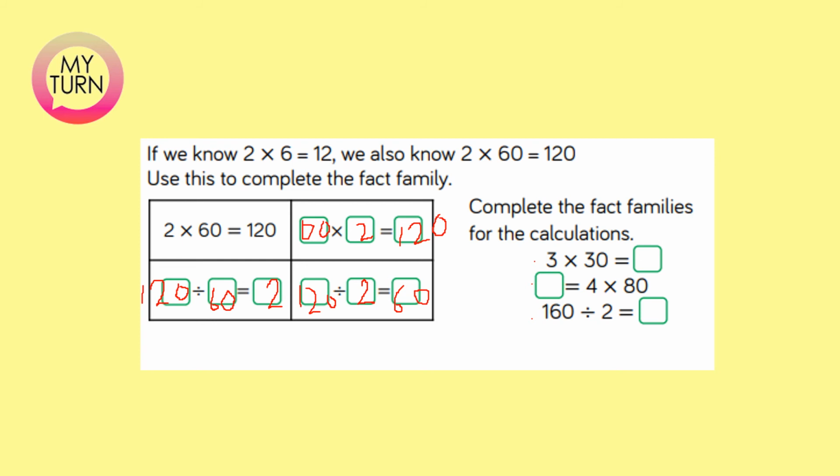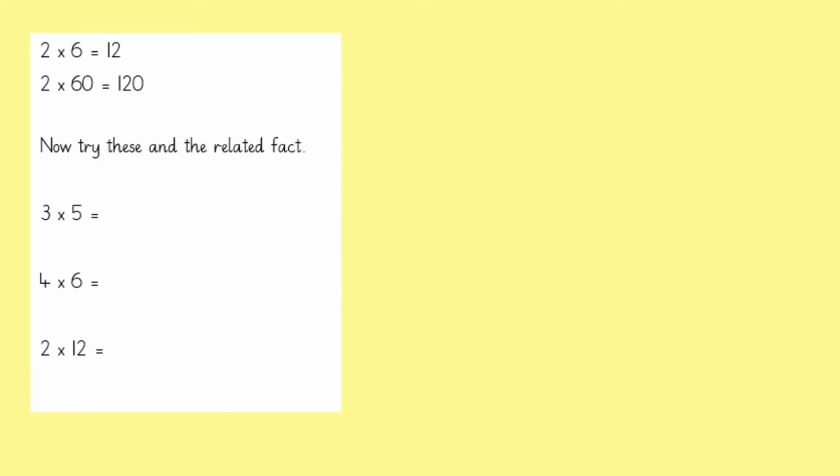I know that 160 divided by 2, well, I'm thinking 16 divided by 2 is 8. So 160 divided by 2 must be 80. So I know 160 divided by 2 equals 80. So I also know 160 divided by 80 equals 2. And I also know that 80 times 2 is 160 and 2 times 80 is 160. I hope you got all your calculations in there. That was tricky to do quickly.